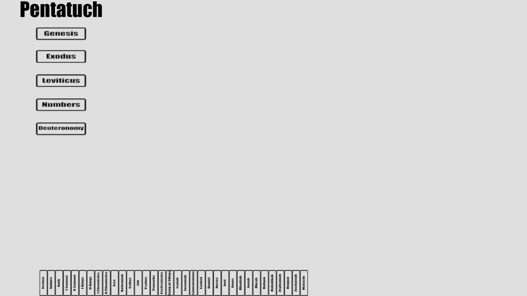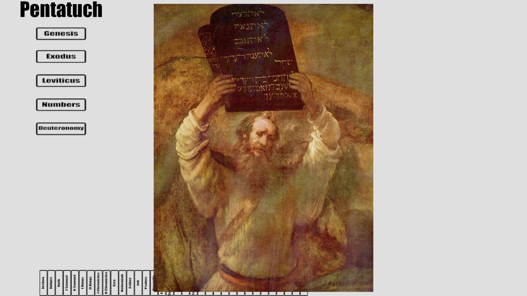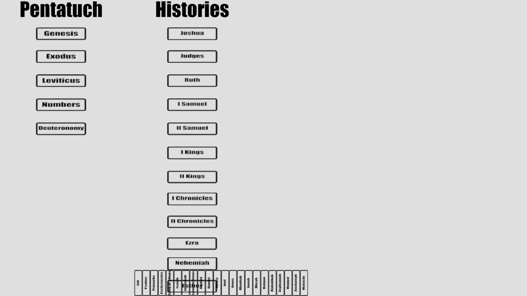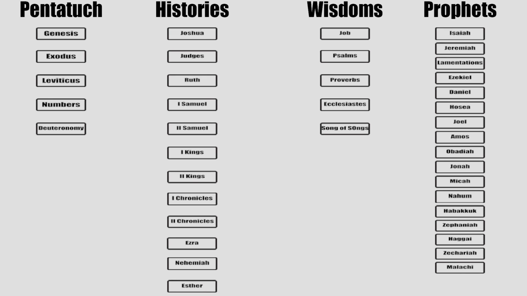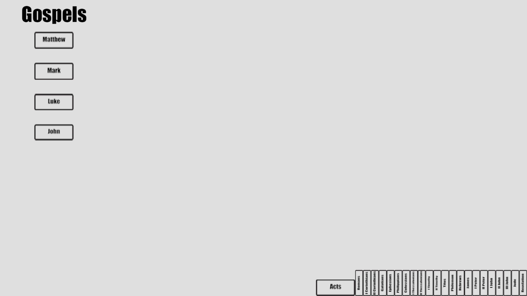Old Testament books are divided into 4 or 5 groups. The Pentateuch, also known as the 5 books of Moses, insert 10 commandments here. The Histories, the Wisdoms, which is where you find stories like David and Goliath, and the Prophets, sometimes divided into major and minor prophets.